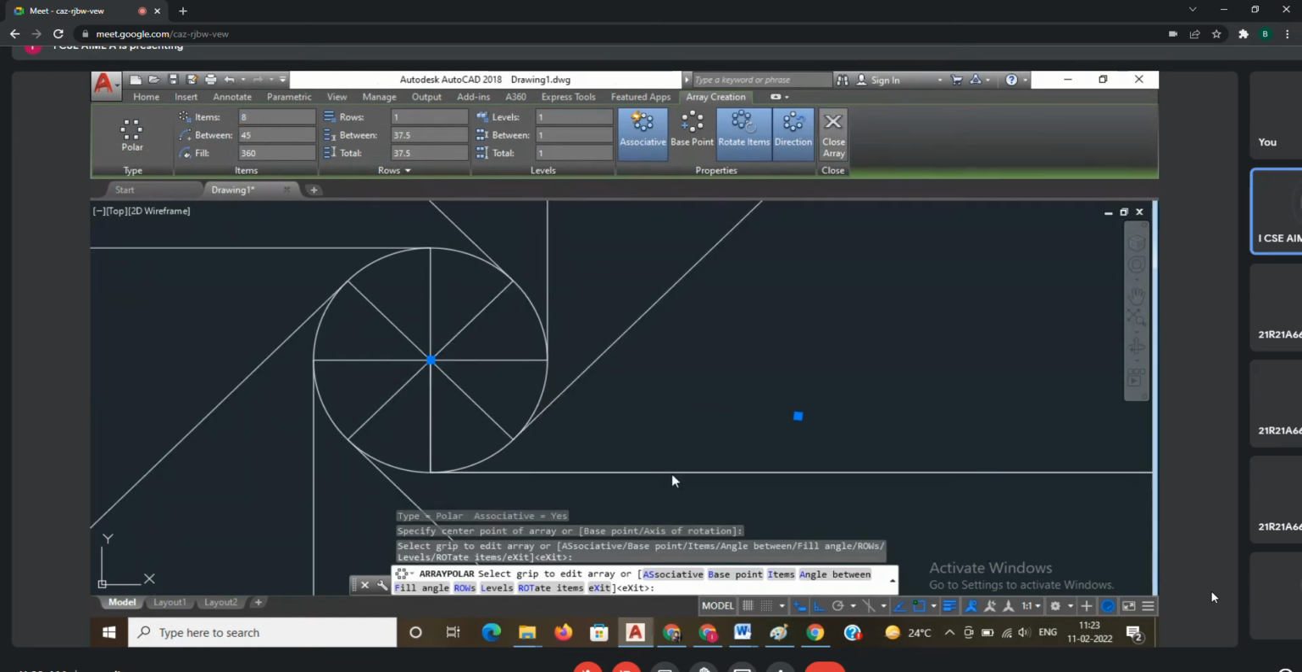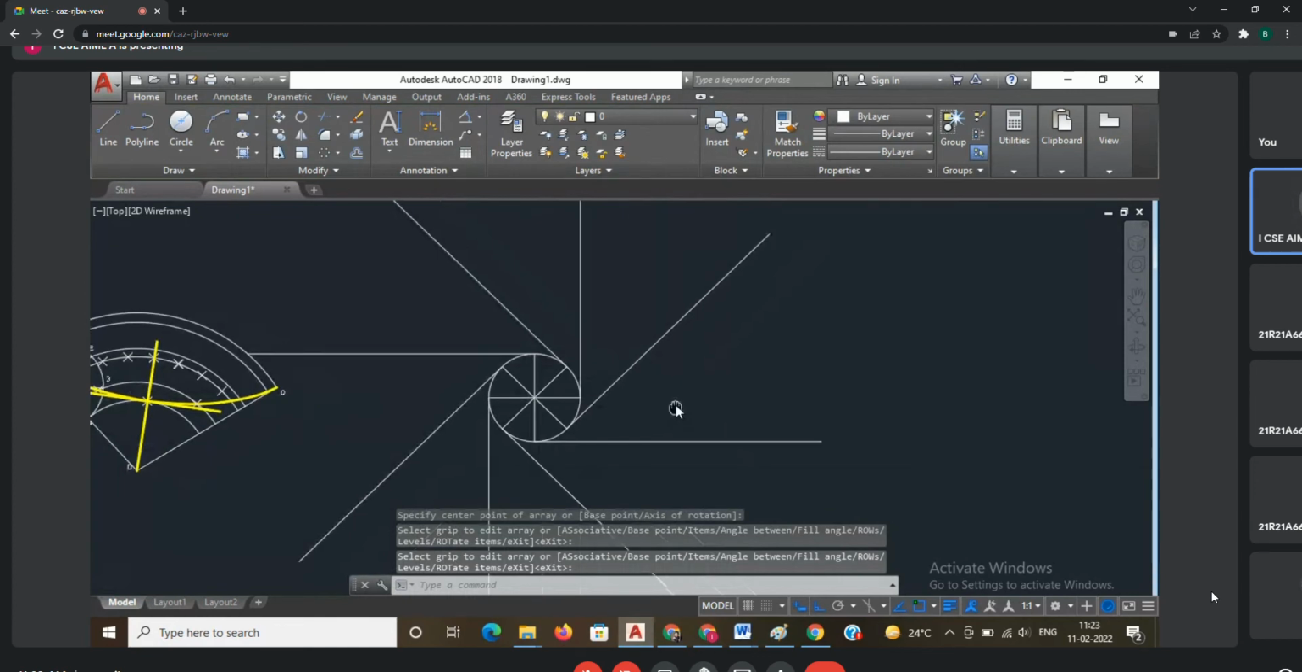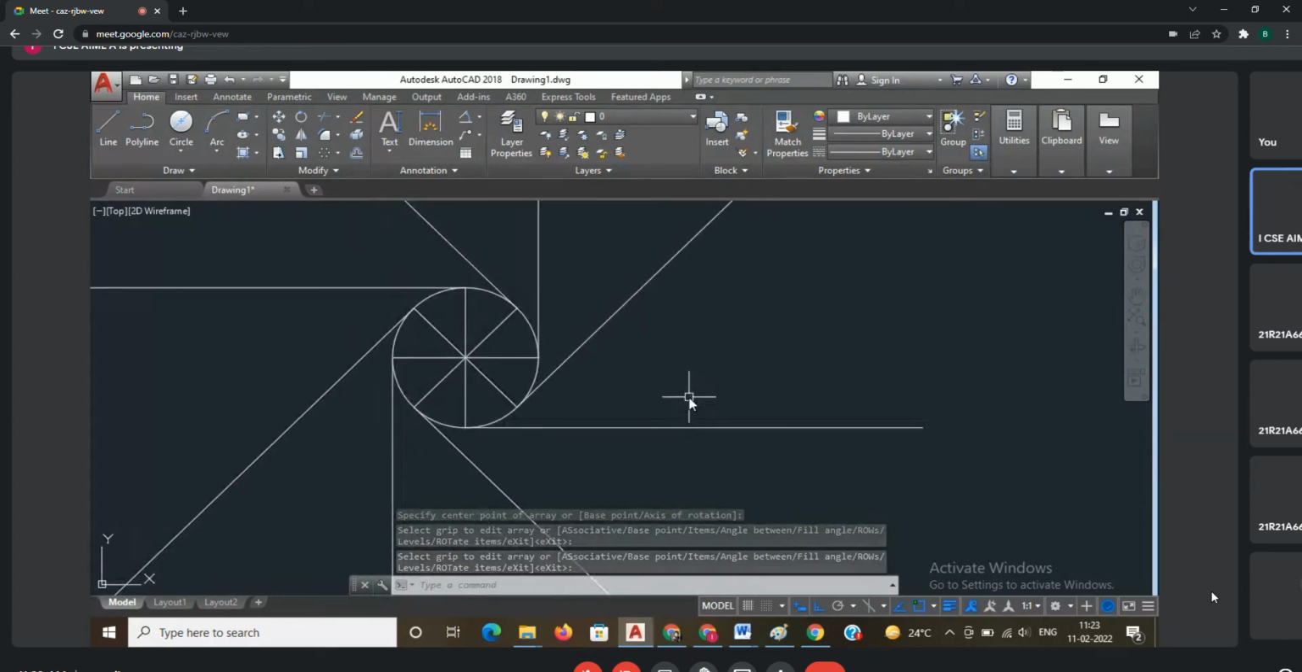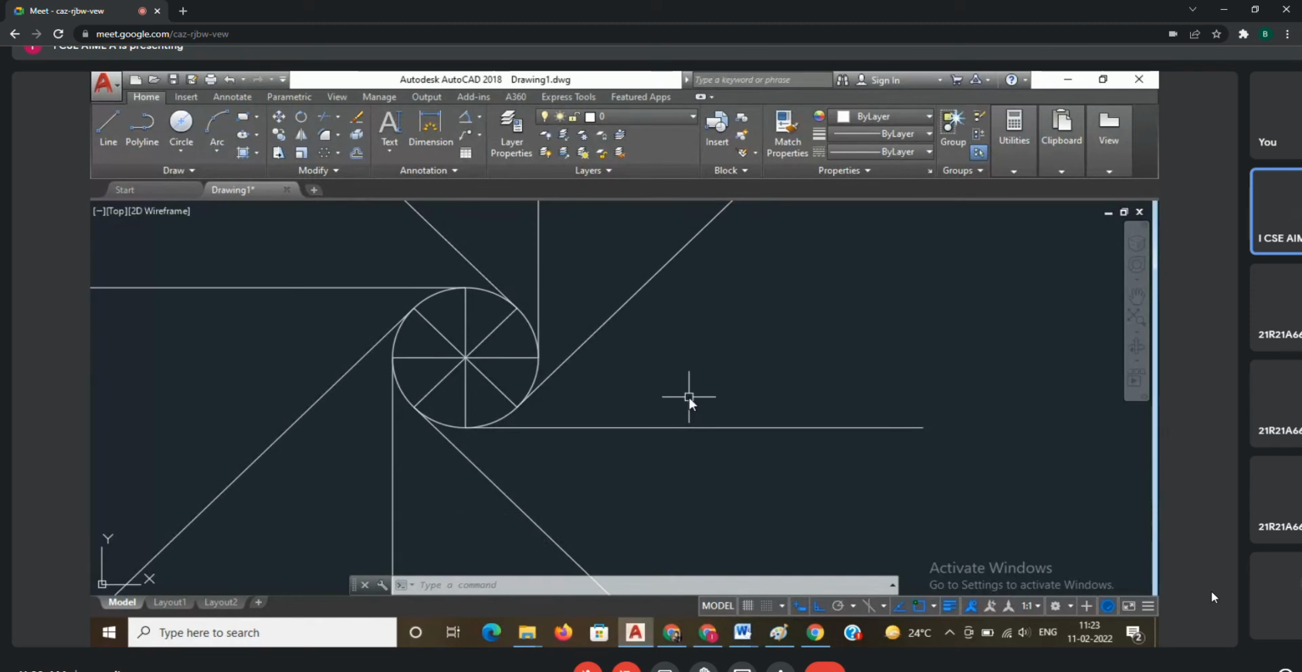Now you can see here, within one step you have drawn all divisions in the circle and perpendicular lines also. If it is manual, it's not possible. You have to draw the circle first, then divide the circle into 8 parts, then draw the perpendicular lines from each division. Now in this case, you can draw perpendicular lines and divisions at a single stretch. Then go for explode.